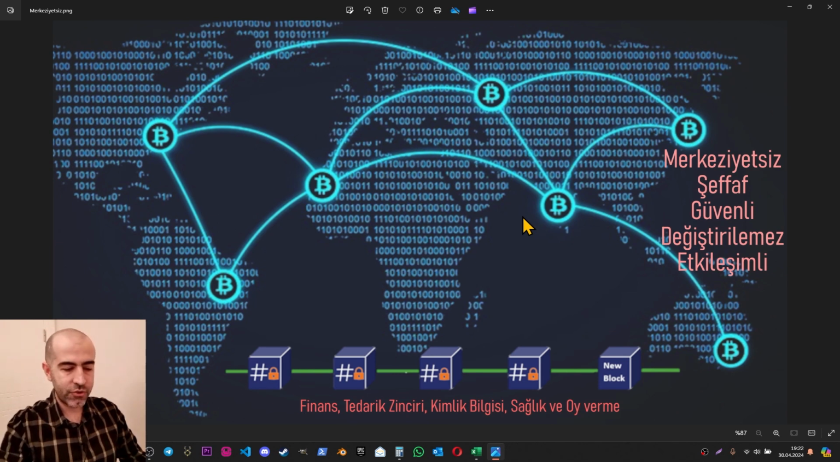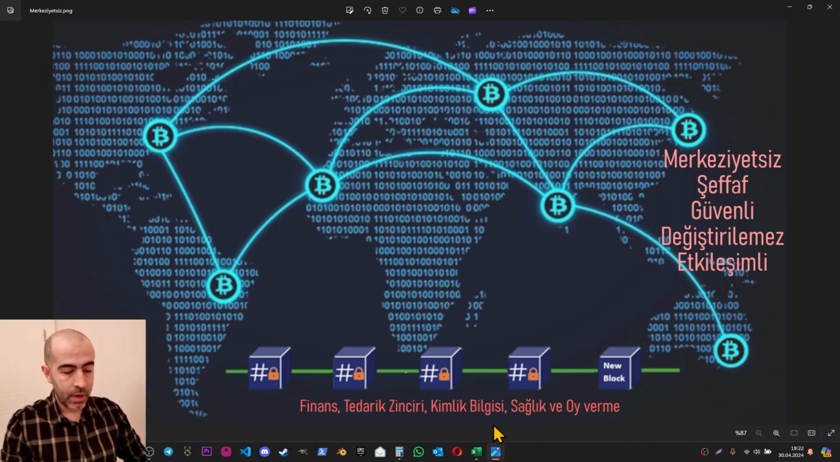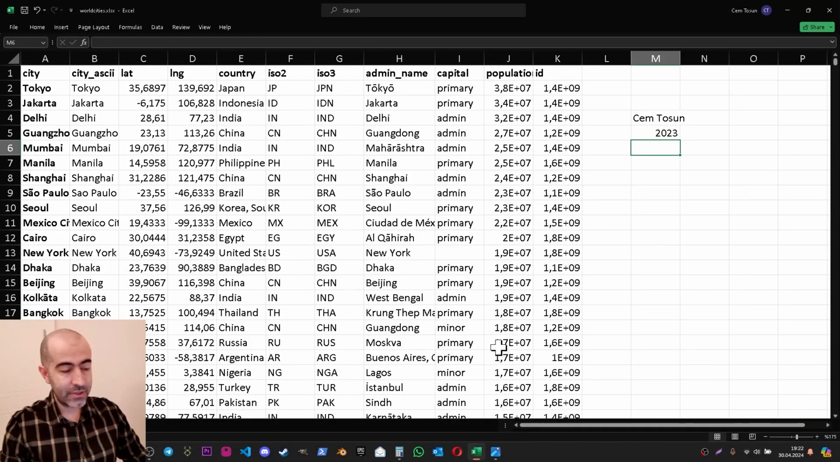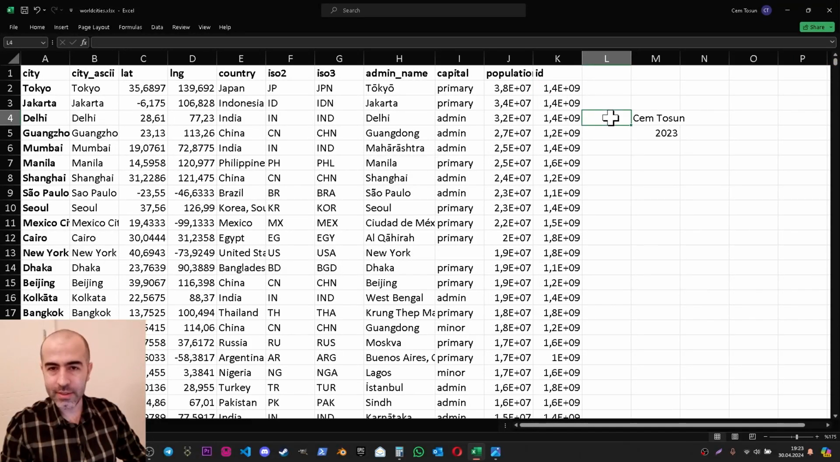So now let's try to compare with the traditional system, and let's try to understand what this technology is moving toward. To understand the traditional system, I have created an Excel file here. This Excel file contains a lot of information on the cities in the world: the country of that city, the abbreviation of that city, whether that city is a capital or not, the population, the ID of that city. And this Excel file contains information on too many cities.